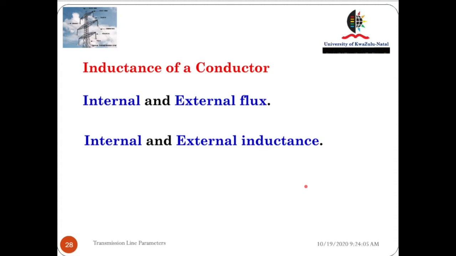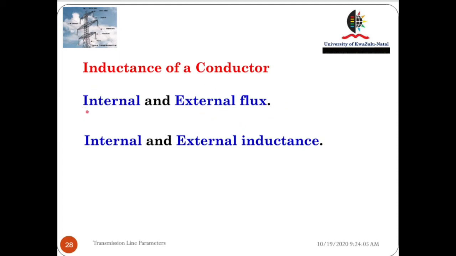So total inductance will come from internal inductance and external inductance. Internal inductance is caused by the internal flux linkage. External inductance is caused by external flux linkage. Internal flux linkage is within the conductor. External flux linkage is outside the conductor.